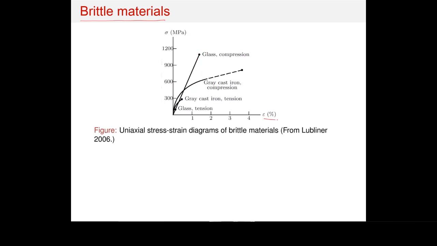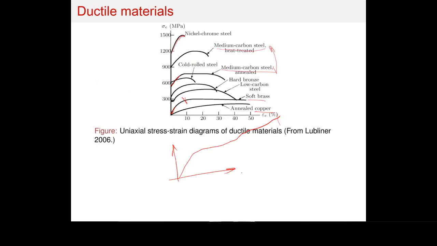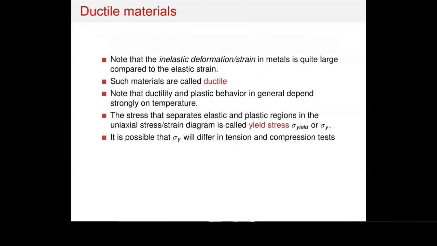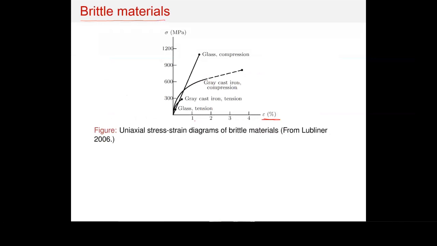Now, the range of strains we're talking about for brittle material is a lot smaller than the range of deformations we talk about in ductile material. I mean, you see we're talking about 50% deformation here, whereas here we talk about 1% deformation. And certain types of glass will break way before 1% deformation and break quite quickly. If we talk about cast iron, for example, cast iron is quite brittle as well.